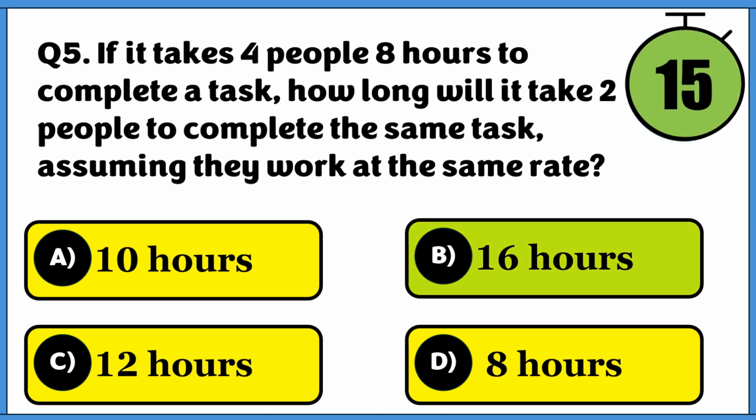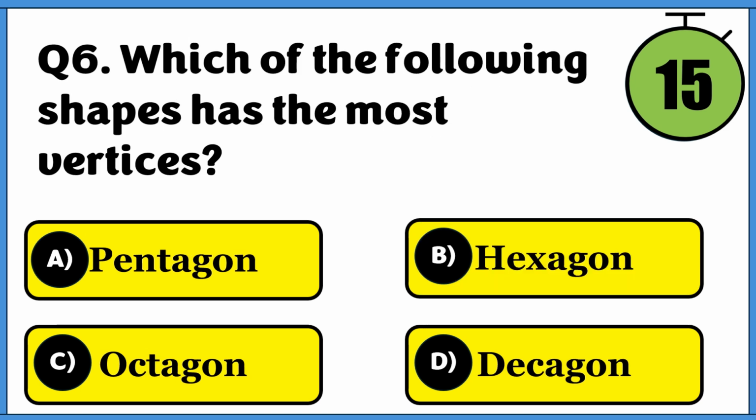The correct answer is B, 16 hours. If the number of workers is halved, the time required doubles. Question 6. Which of the following shapes has the most vertices? Is it A, pentagon, B, hexagon, C, octagon, or D, decagon?